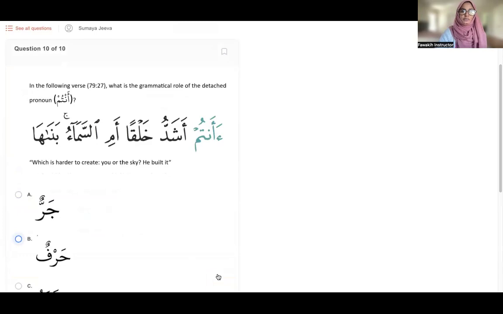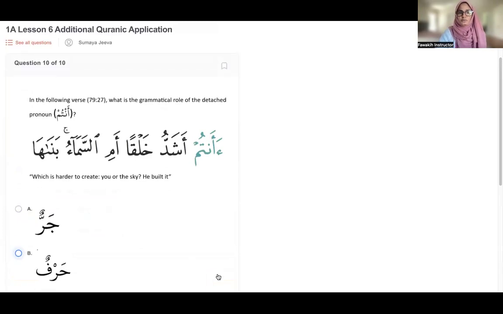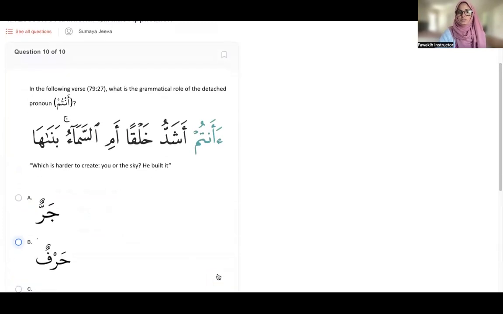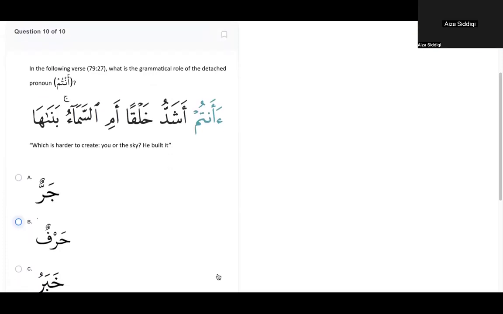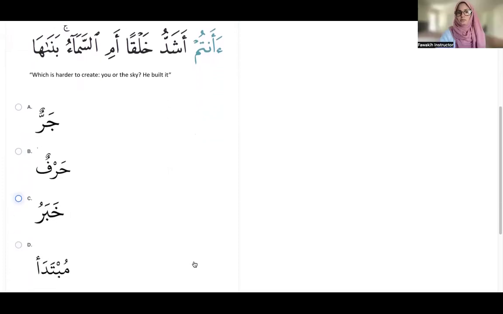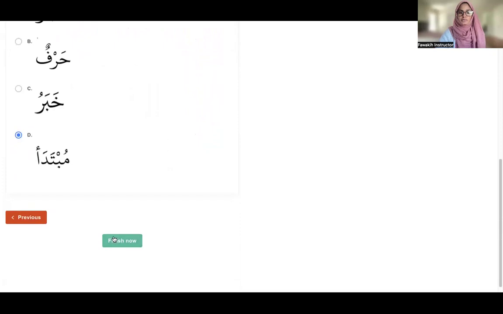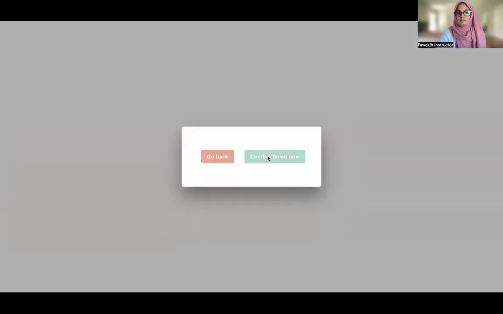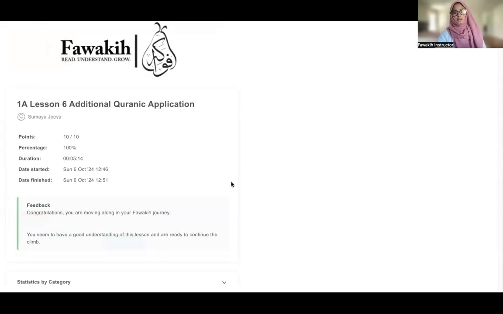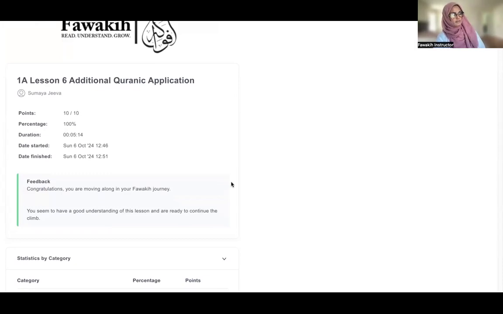Okay, in the following verse, what is the grammatical role of the detached pronoun antum? Antum ashaddu khalqan. Yep, مبتدأ. It is mubtada. Yes, exactly. So it's marfu'. There we go. Okay. Are there any other questions, people?